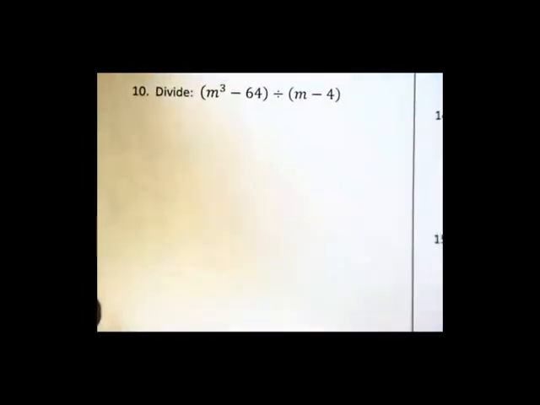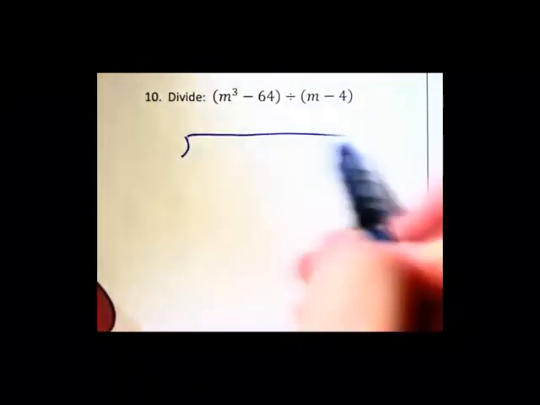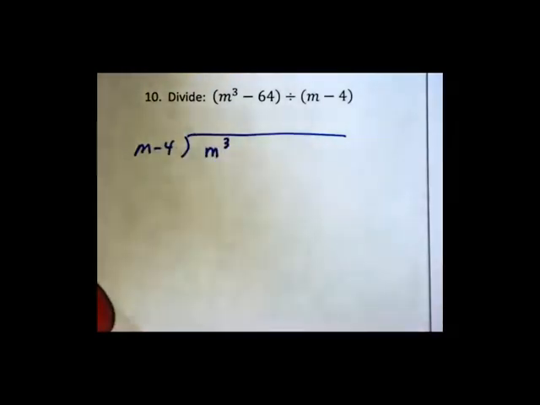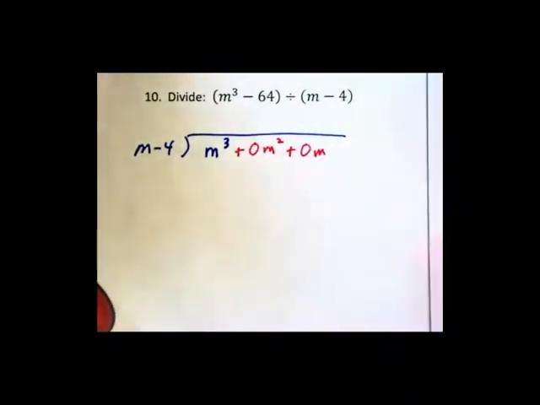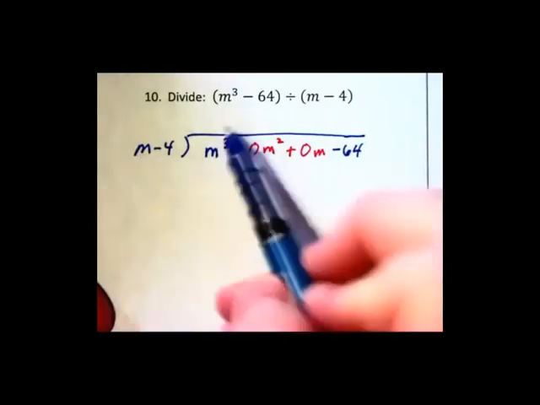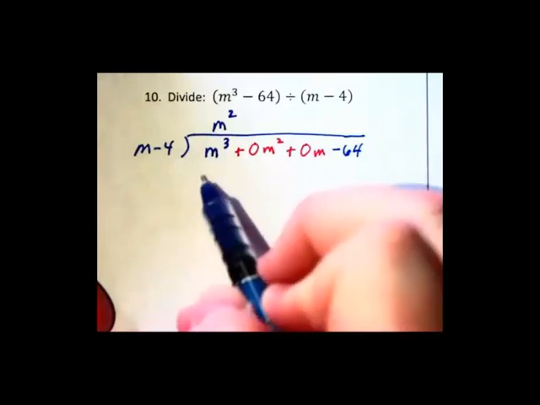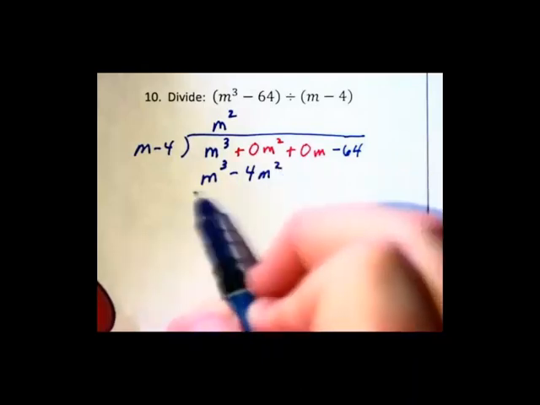For number 10, this time we're missing a couple of terms in the descending order of things. So here's our m minus 4 going out front. We're going to have m to the third plus no m squareds plus no m's, then minus 64. m out front times m squared makes that m to the third. m squared on top times each of these on the side gives us m to the third minus 4m squared.